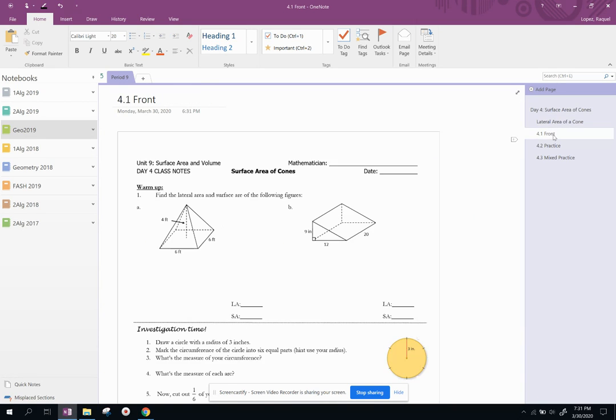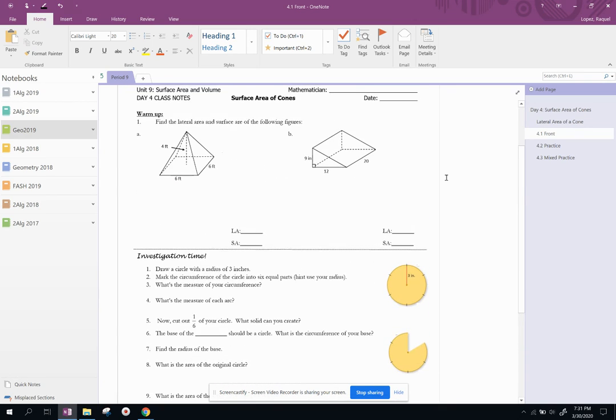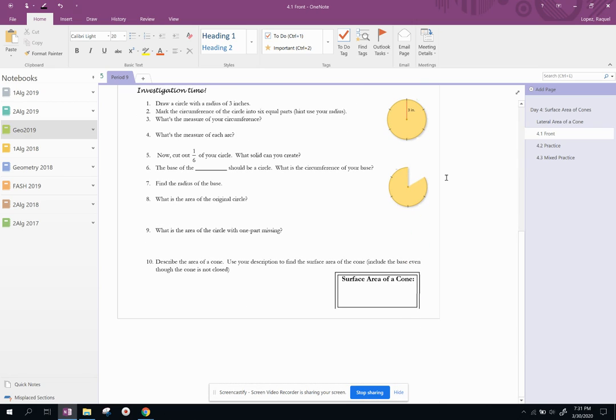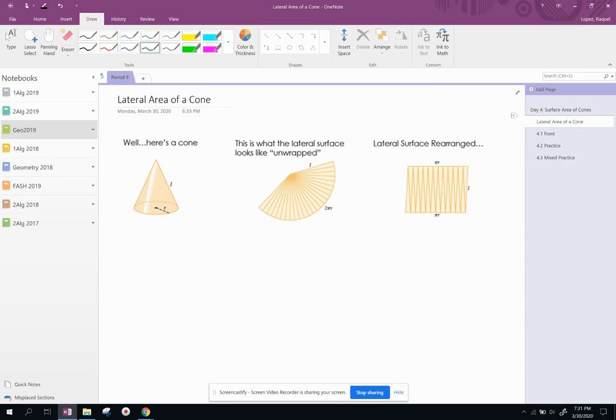Okay. So you're going to turn to day 4 of your notes and it looks like this, but we're going to be skipping around a little bit. And we're basically just going to be filling out this box over here. And so before I tell you how to find the surface area of a cone, I want to show you where that comes from. And so we're going to look at this diagram.